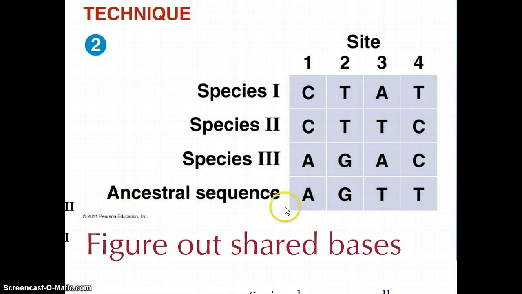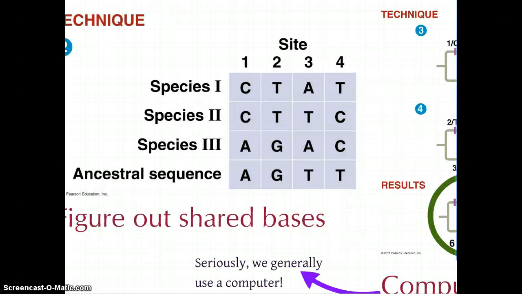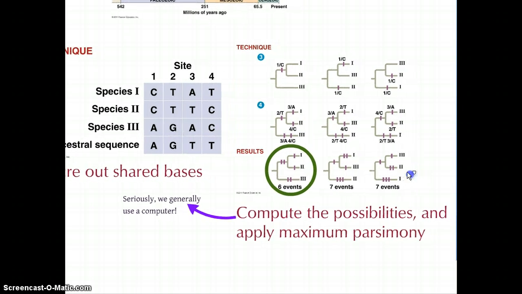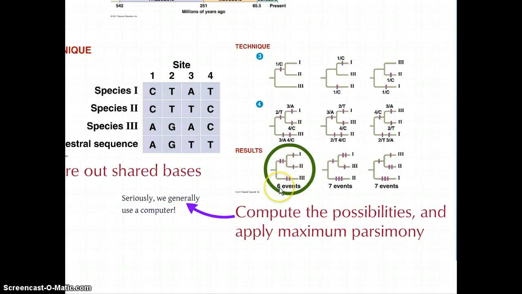Okay, so you look at this DNA sequence. Here's our outgroup, our ancestral sequence, and then you just look at how many bases they have in common with one another. Okay, so you run through the different possibilities, and again, you use computer software to do this, but you try to come up with a straightforward answer that has minimal number of differences, and then that is generally what we look at for a prediction.